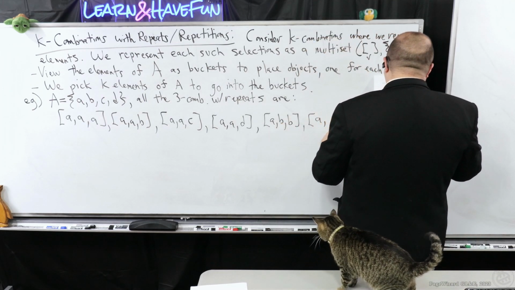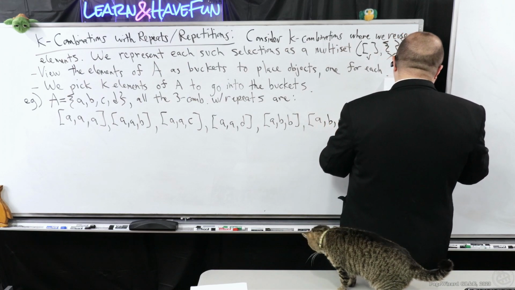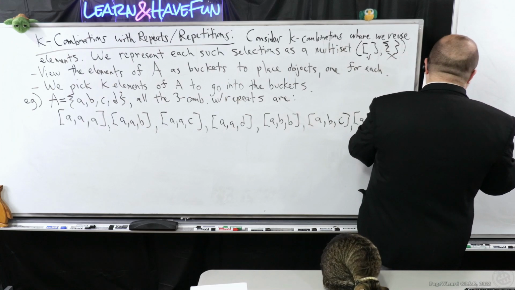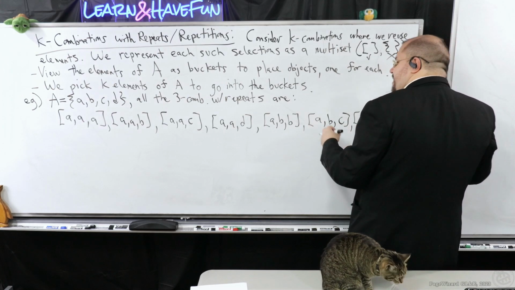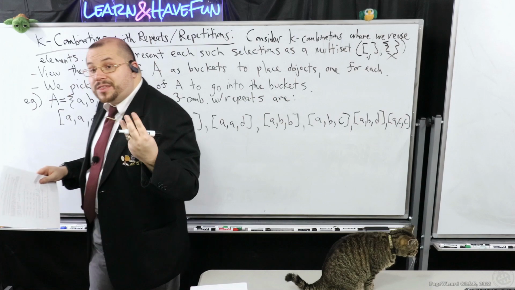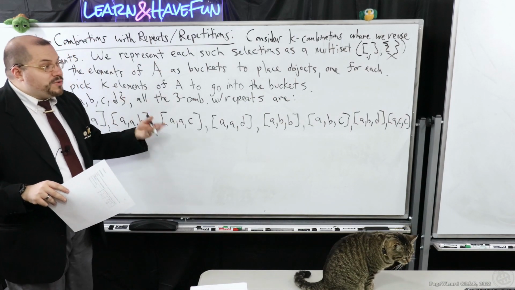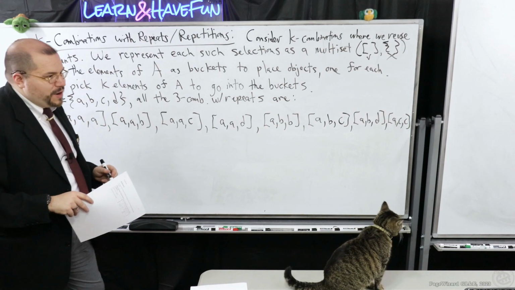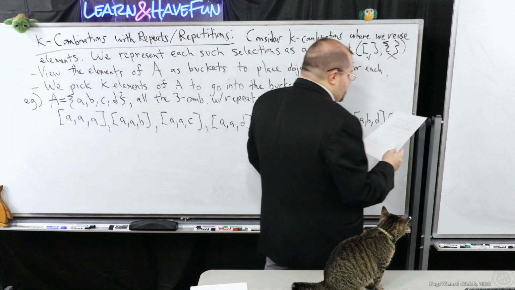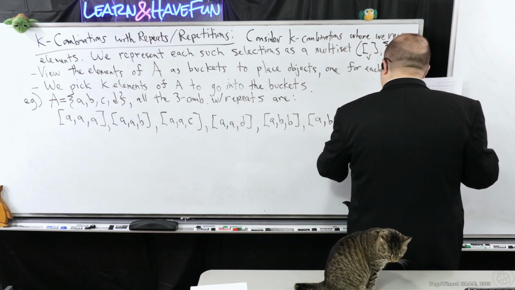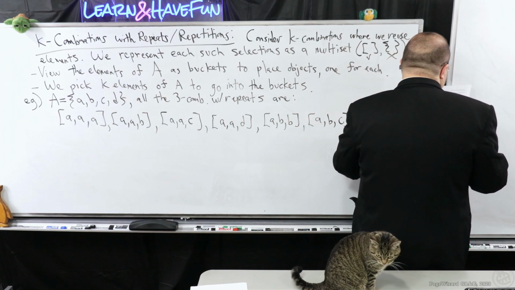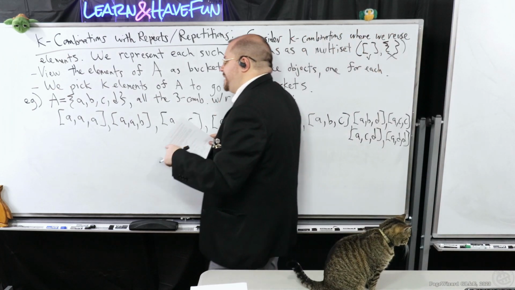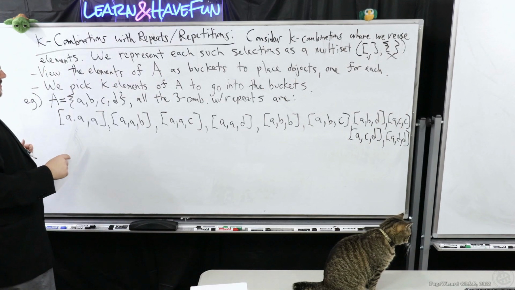So I have A, B, B. Then we have A, B, C. Then A, B, D. Then A, C, C. So notice that the game in town now is I pick 3 elements, but I'm allowed to reuse them. Just to be very clear, I could make all of them the same element if I wanted to. So I have A, C, C, then A, C, D, and I think I have A, D, D. So these are all the ones that start with the letter A in the first position.